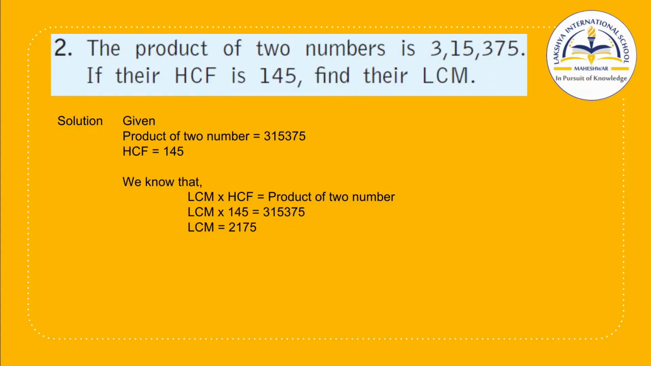Now in the same manner you have to solve the next one. Here the product of two numbers is given, which means you don't need to write first number into second number, because the multiplication answer of both numbers is already given in the question. So you have to directly write 315375 and you have to find the LCM here. So LCM equals 315375 divided by 145, then you will get your answer 2175.